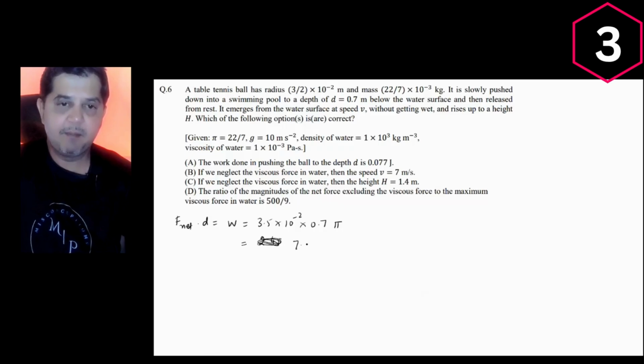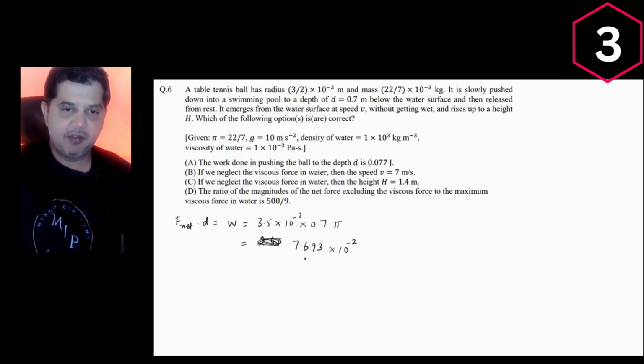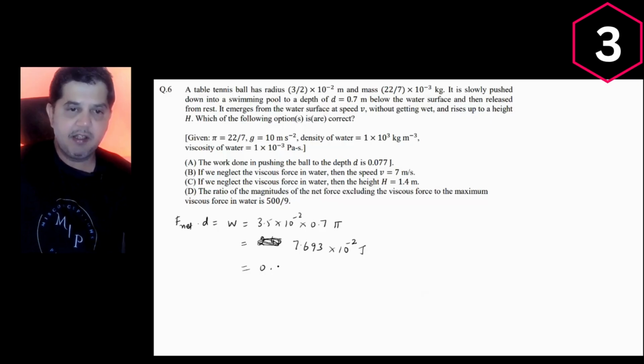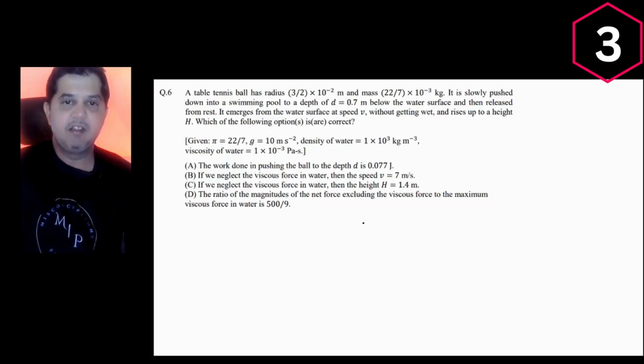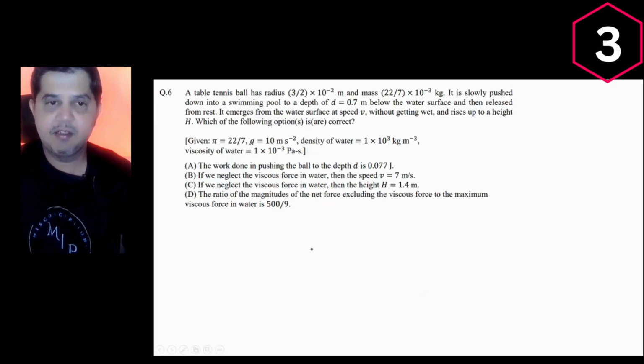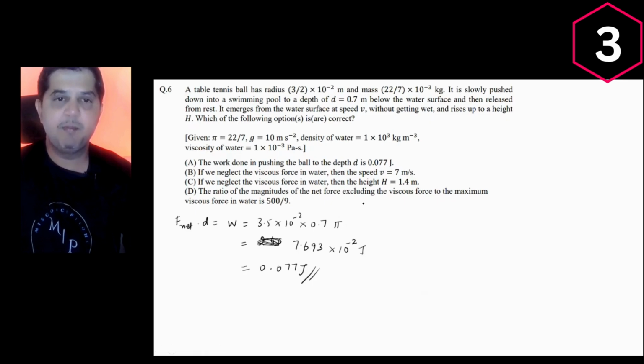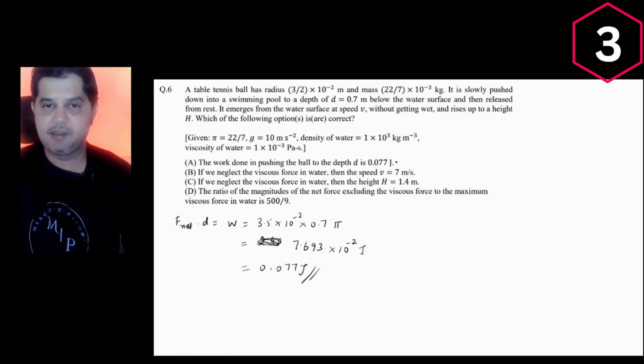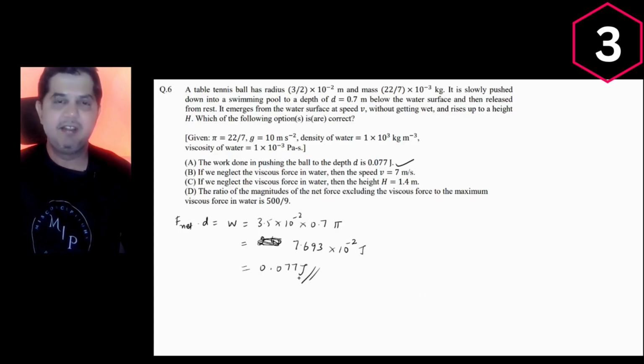I will write 7.693 multiplied by 10 power minus 2 joules, which should now be equal to 0.0769 joules. What was the question? The question was to prove that the work done in pushing the ball to the depth is 0.077 joules. You got the answer correctly, right? I did not use any magic over here. Use the same logic what we have learnt and we have put it across.